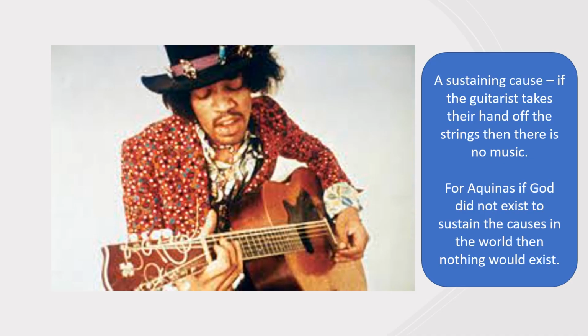So one way of thinking about this notion of a sustaining cause is to compare it perhaps to a guitarist making music. A sustaining cause is where if the guitarist takes their hand off the strings, then there is no music. This is a little bit like Aquinas' notion of God as a sustaining cause. For Aquinas, if God did not exist to sustain the causes in the world, then nothing would exist. Everything ultimately depends on God to exist. So in this sense, he is a fundamental and sustaining cause.